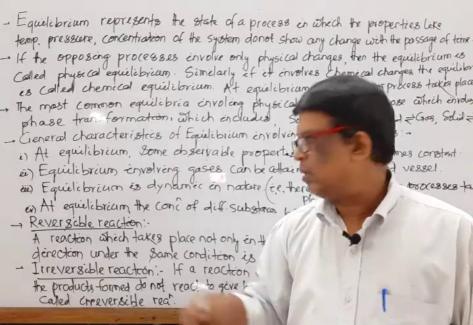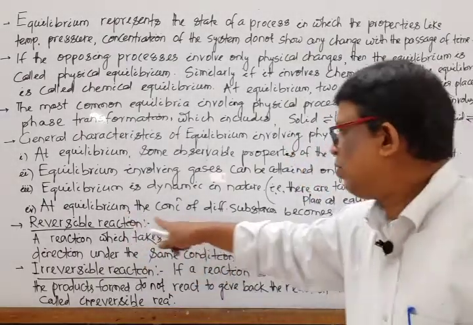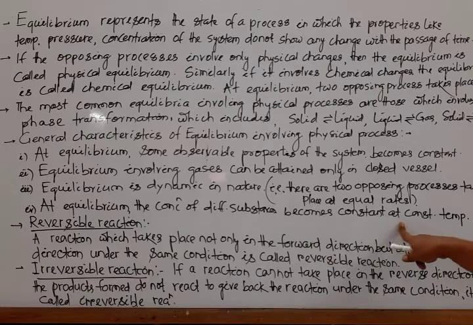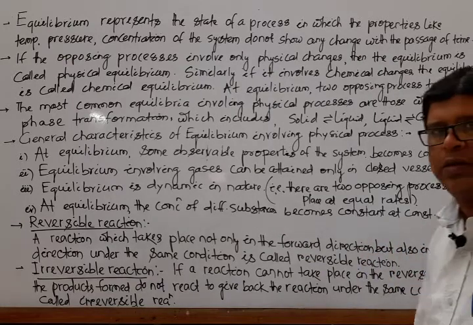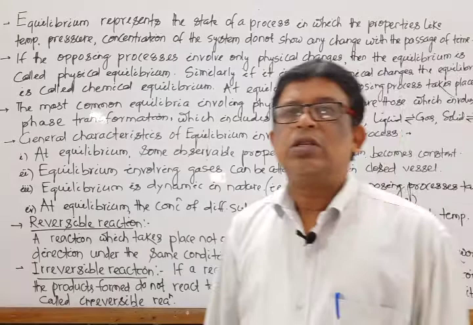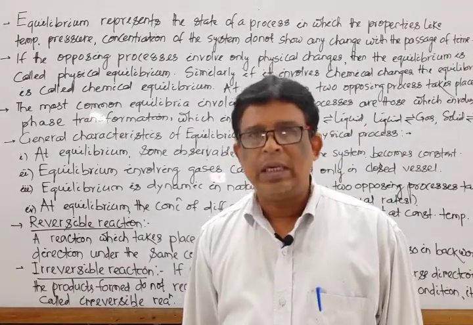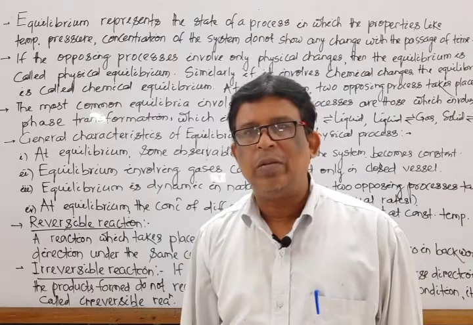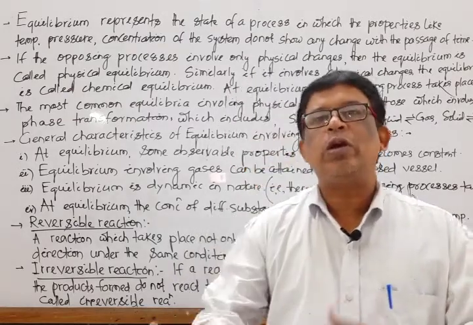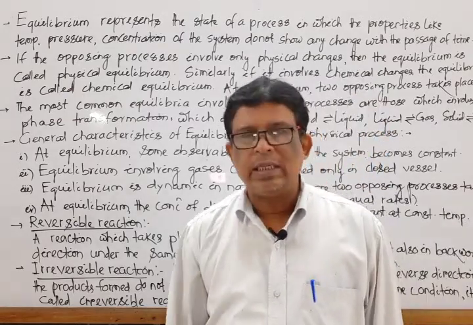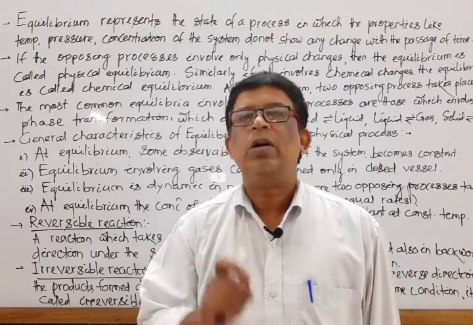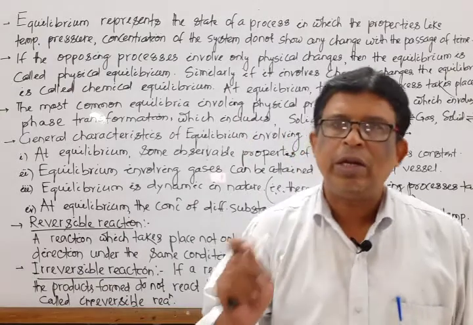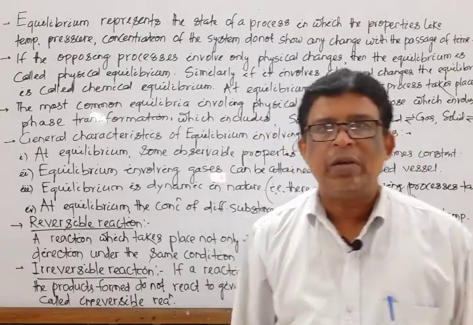gradually increases. Next point. At equilibrium, the concentration of different substances becomes constant at constant temperature. These are some characteristics of physical equilibrium. Then switch over to chemical equilibrium. Before going to chemical equilibrium, it is necessary to go through two fundamental terms. One is what we mean by a reversible reaction and what we mean by a not reversible or irreversible reaction.